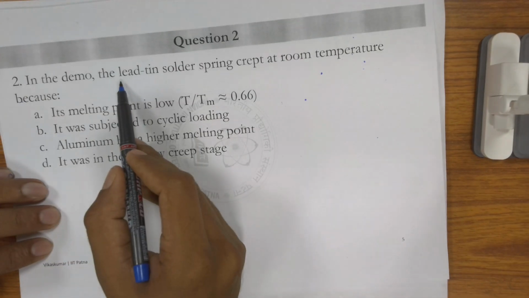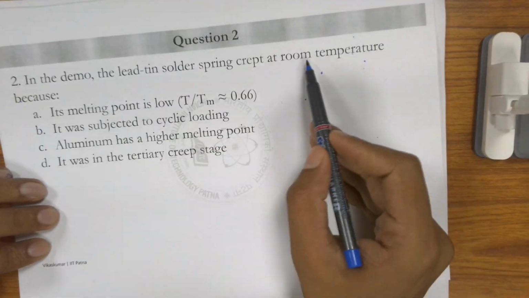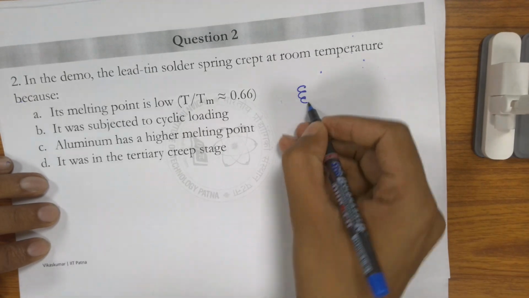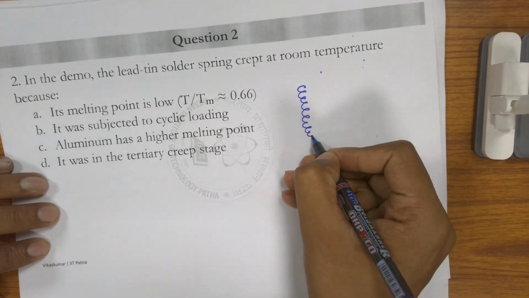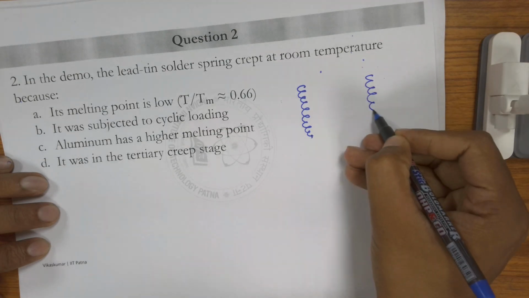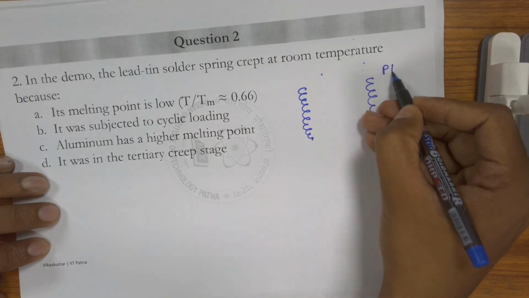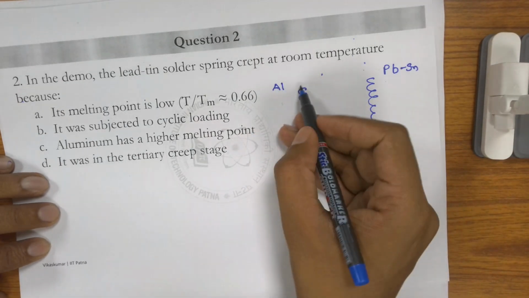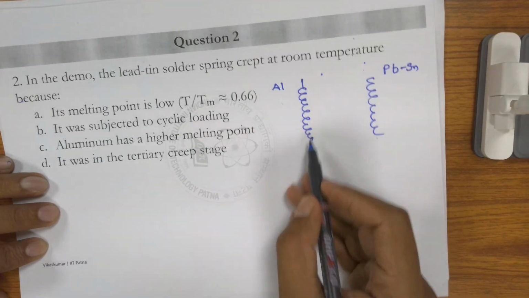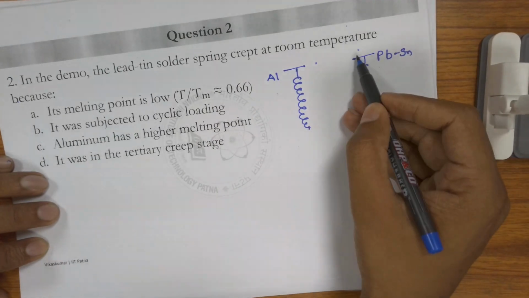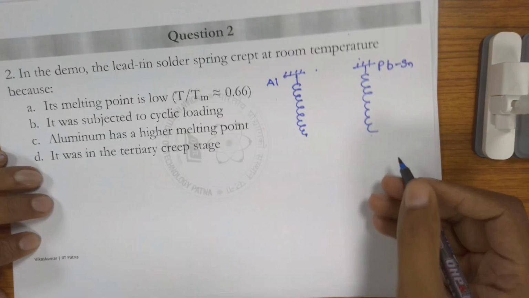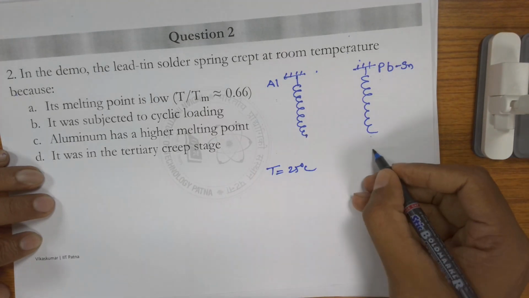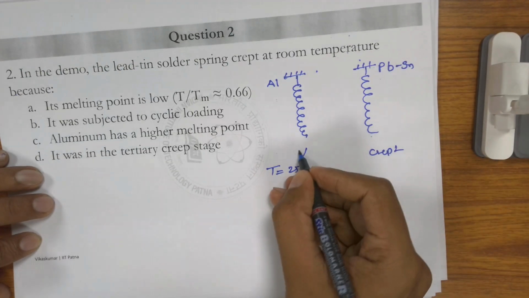In the demo, the lead tin solder spring crept at room temperature because... So we saw in the demo, in the class, that there were two springs. One is a lead tin and another one was, let's say, I think aluminum or tungsten, which we hung, and we found that at room temperature this one crept, well, this one did not creep.